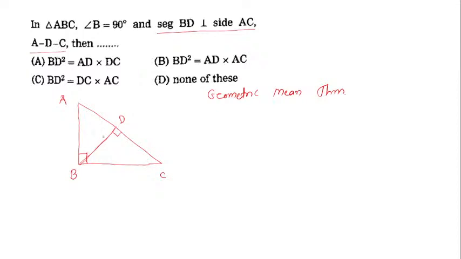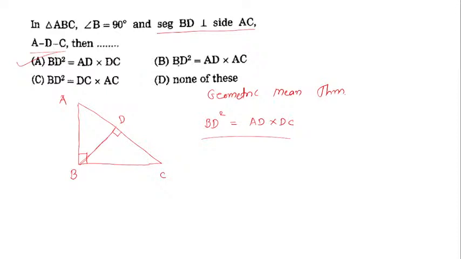Now by drawing BD perpendicular on the hypotenuse, we get two smaller segments AD and DC. So we must remember that BD is the geometric mean of AD and DC. So that's why we should write BD square, as it is the geometric mean of AD and DC, equal to AD into DC. No more confusion. As it is the perpendicular and we have got two smaller segments AD and DC, BD square is equal to AD into DC, which is given at option A. So option A is the correct alternative.